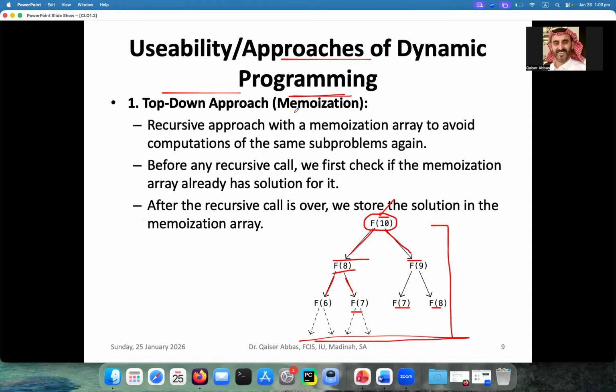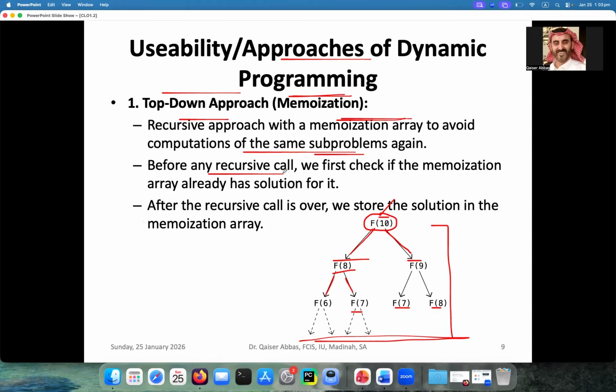Now, if you read, then you will understand: recursive approach with memoization array. Recursive approach means we will use recursion. And we will use a memoization array. Why will we use it? To avoid computation of the same problem again. In this memo array, we will store the solutions of the subproblems. And if that solution is coming again, then we are not computing it again. We are using the solution which is available in that memo array.